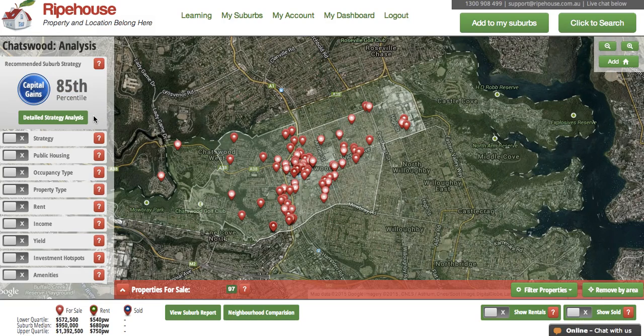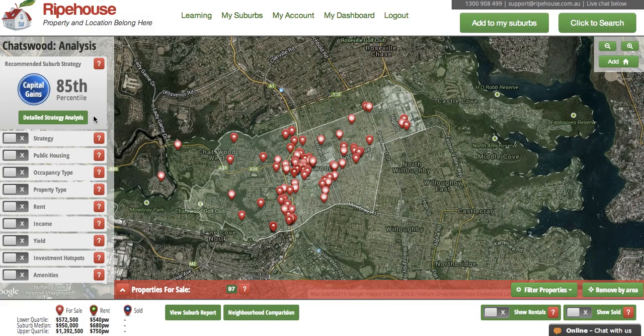to have a bit of a sanity check around what the fundamentals of the suburb are, why it is recommended so highly, does it check out? If it does, our next job is to understand the suburb like a local would. So what are the areas in Chatswood that are going to have the most potential for capital growth?